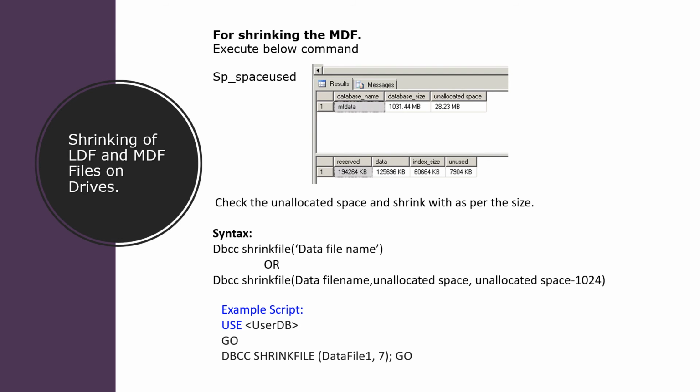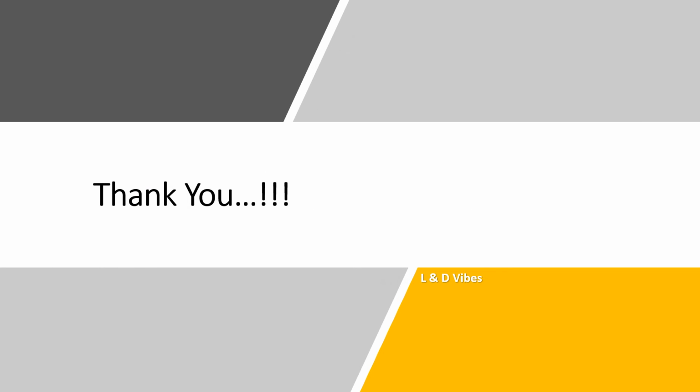Syntax: DBCC SHRINKFILE (data file name, unallocated space minus 1024). The example script is: USE user DB database name. This is a sample database name. Then DBCC SHRINKFILE of the data file 1, comma, this is the size to which the MDF data file has to be shrunk. Now execute this query, then it will be shrunk to the particular size which we have mentioned in the query. Thank you.